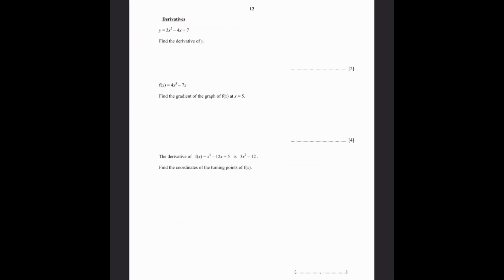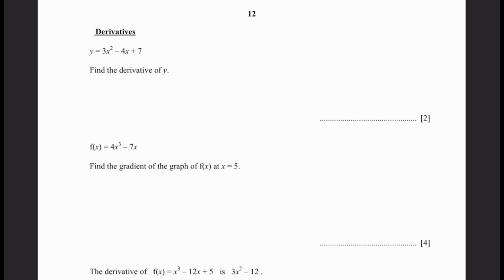Let's start. Question 1. y equals 3x squared minus 4x plus 7. Find the derivative of y. Well, this is quite a straightforward question.